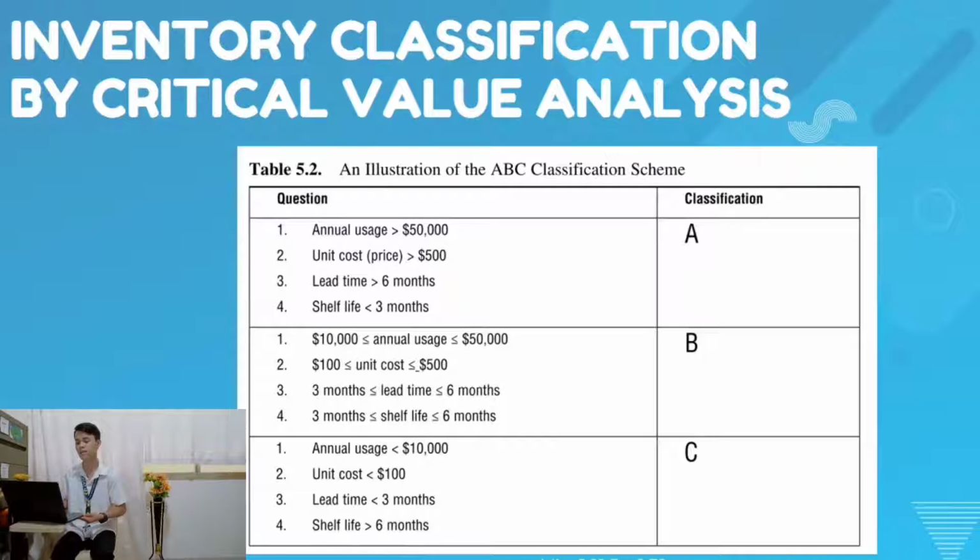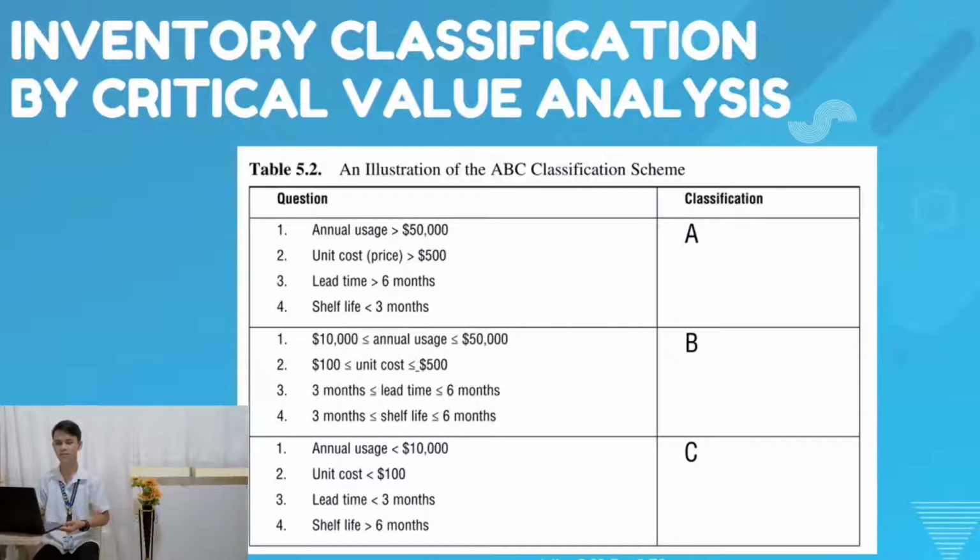Next, the annual usage is less than $10,000. Unit cost is less than $100. Lead time is less than 3 months. Shelf life is greater than 6 months, and they are classified into C.